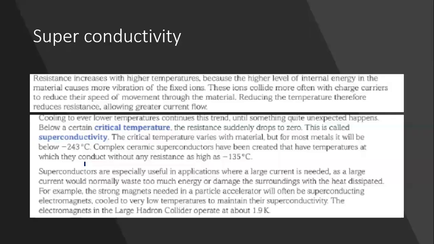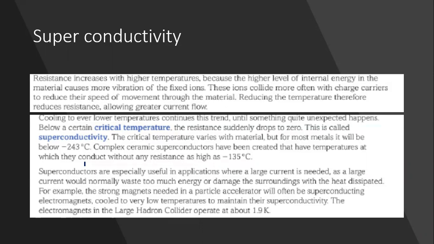Now, there is also something known as superconductivity. We know that resistance increases with higher temperatures. When the temperature increases, there's more kinetic energy, the electrons have more collisions, and they slow down, so resistance increases. We have talked about this. The opposite is true for cooling down. If we decrease the temperature, the resistance also decreases.